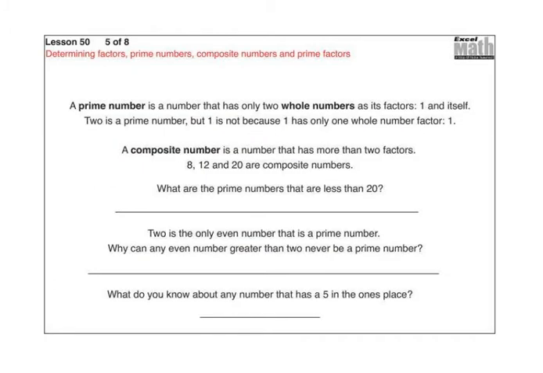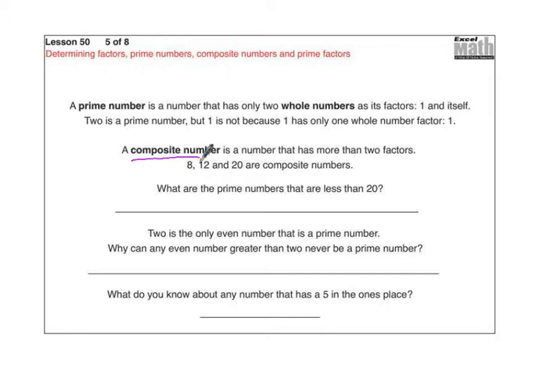All right, a prime number is a number that has only 2 whole numbers as its factor, 1 and itself. 2 is a prime number, but 1 is not because 1 has only 1 whole number as a factor. 1 times 1 is 1. There's only 1 factor of the number 1, so it's not considered to be a prime number.